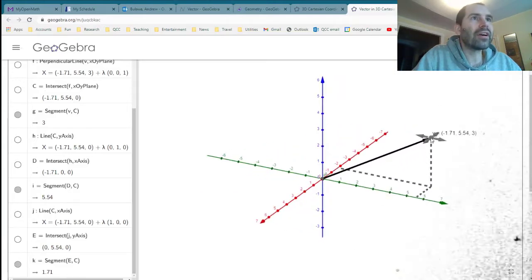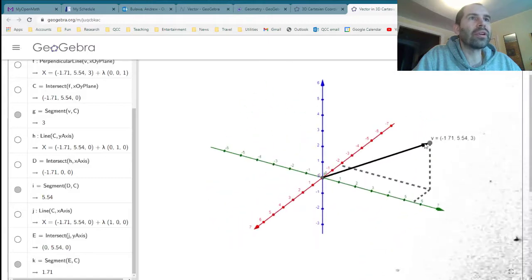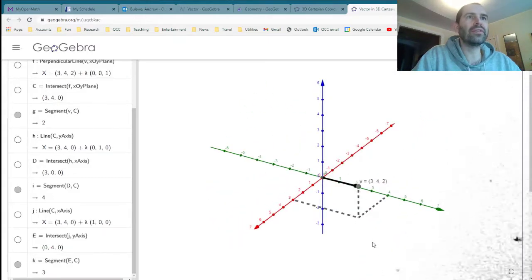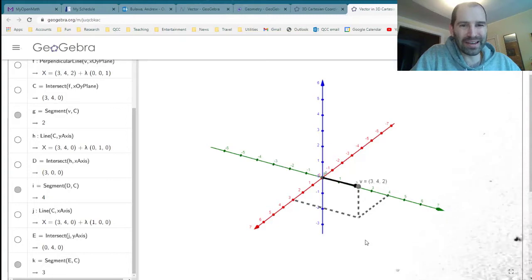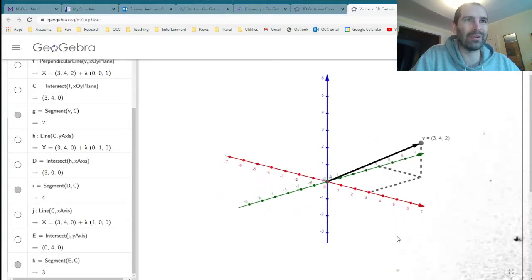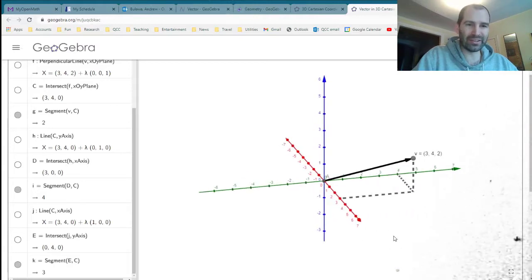Let me make this vector. Let's give it nice coordinates here. Let's see if I can do that. Okay, there's the vector. See, in this picture, if I didn't have those lines, it looks like it's on the y-axis, but of course it's not. If we spin it around, we can see it's not, and that's why those dashed lines are helpful.